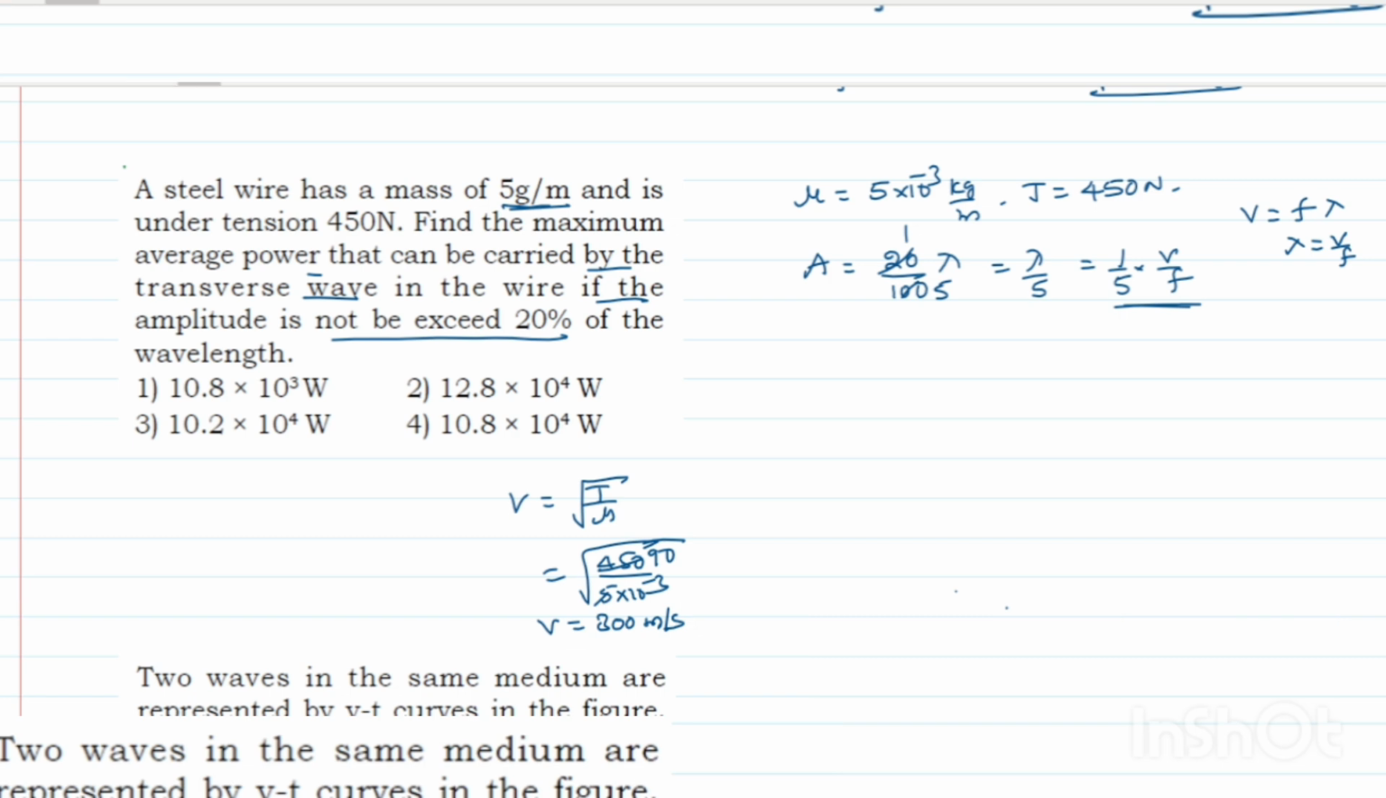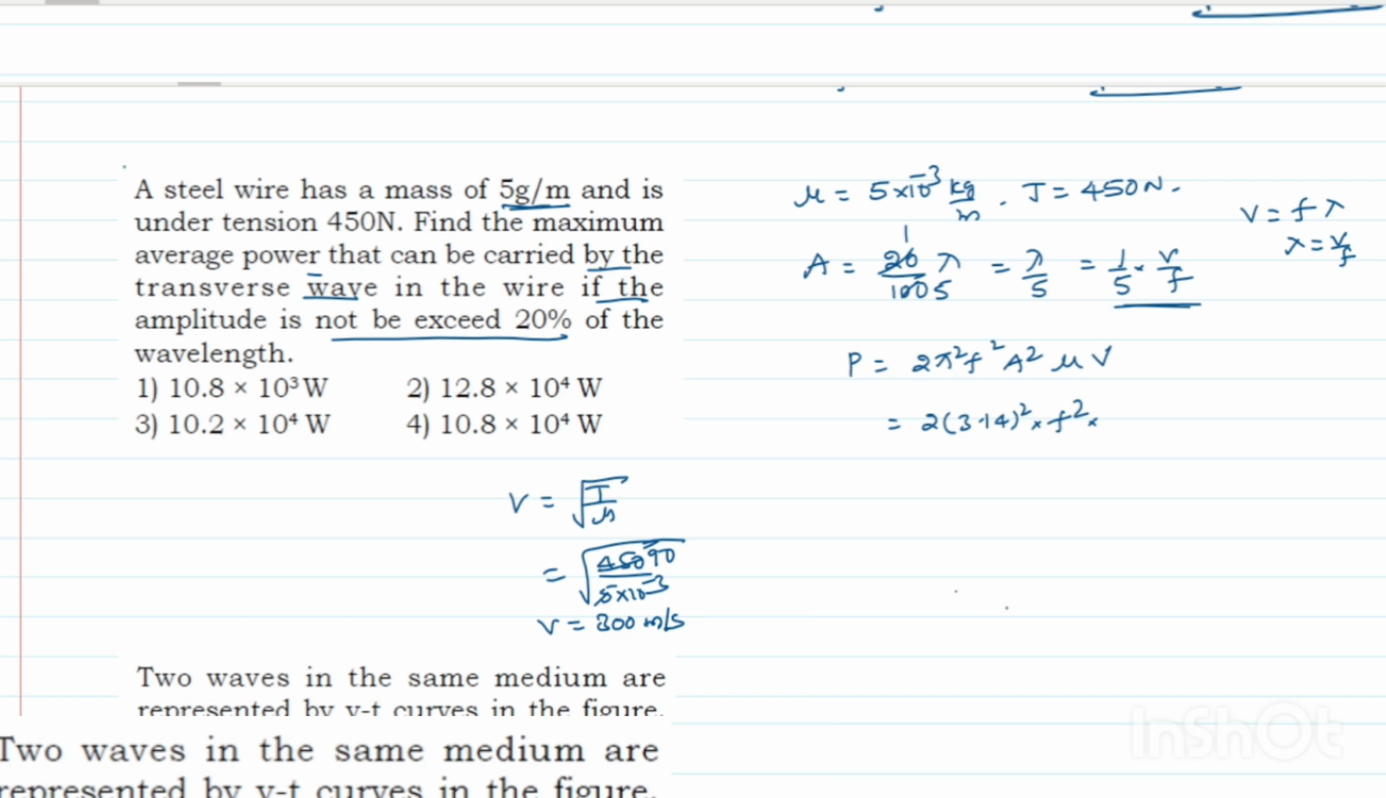So velocity you got it, here we will be getting as 300 meter per second. Then here you can take the average power formula, P equals to 2 pi square F square A square into mu into V. Here you can take as 2 into 3.14 whole square into F square, you just keep like that, and A square will be there.